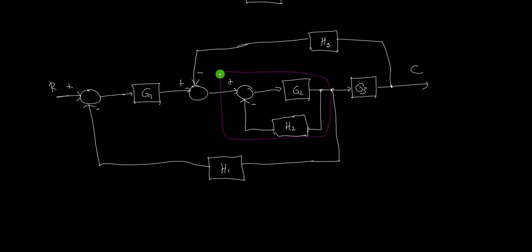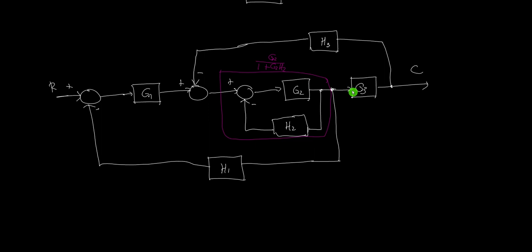We can simplify this into just one block. And that one block is equal to G2 all over 1 plus G2 times H2, since this is minus, so plus. And again, this is one block. And we have a point here. The next step that I'll be doing is I move this takeoff point into this point here, so that we have this block in cascade with this block.